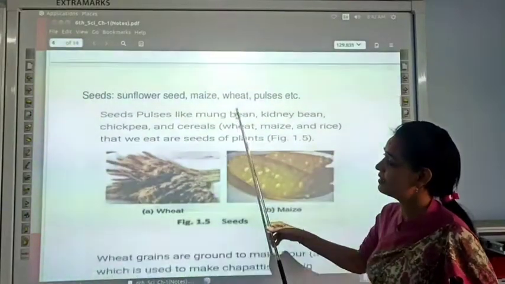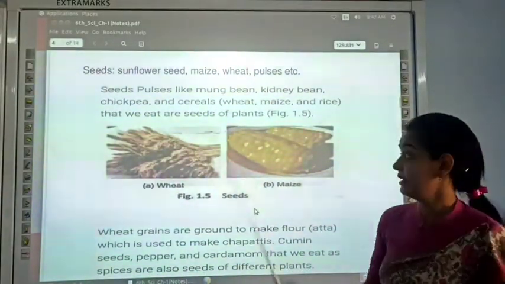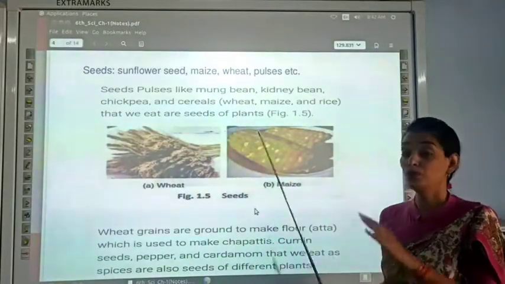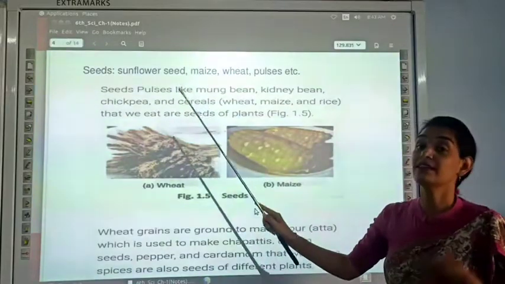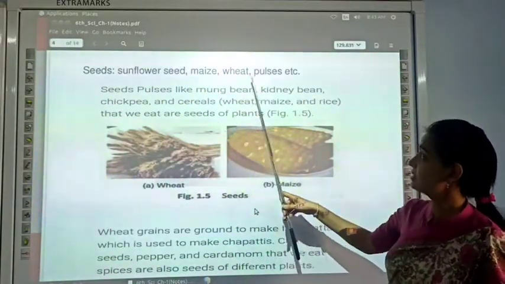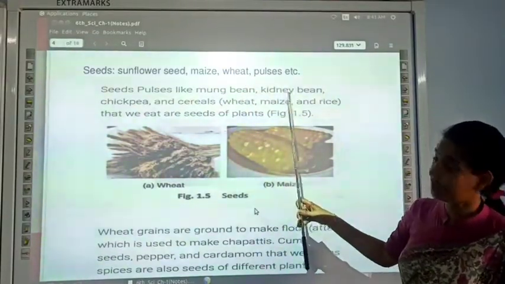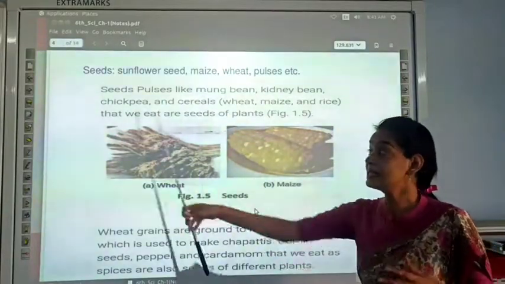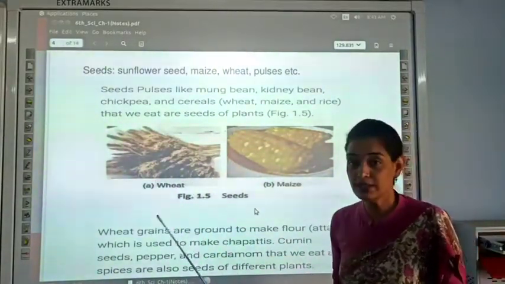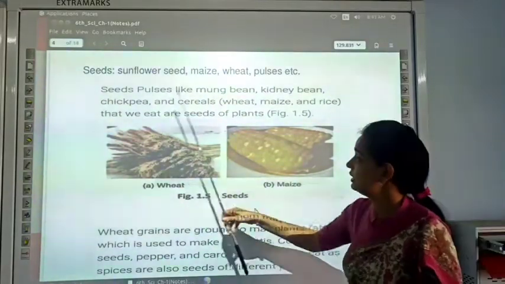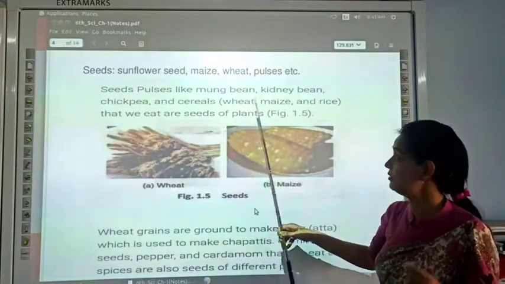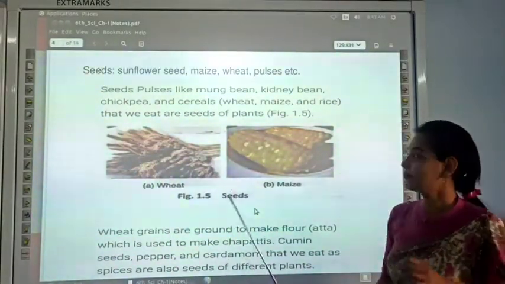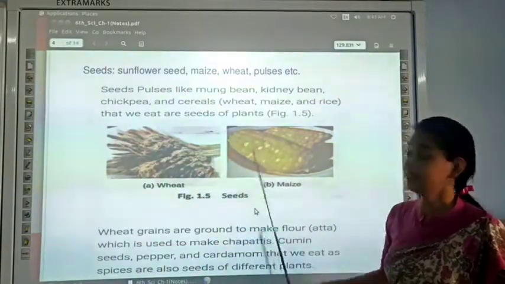Okay, so now there are seeds. Yes, seeds: cereals and the grains. Sunflower seed. Sunflower seeds are also used to provide oil. So sunflower seed, and rice and maize, wheat, pulses. Pulses, all the dals. Wheat, corn, millet, sunflower seed, maize, these all are seeds. And we can use these as a cereal and sometimes we can get oil from it. So seeds like pulses, like moong beans, moong ki dal, the green one, kidney beans, which is rajma, which is your favorite rajma chawal, and chickpea, maybe arhar ki dal, and cereals come in.